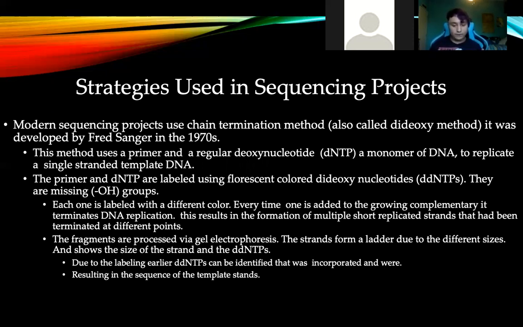The primer and the dNTP are labeled using fluorescent colored dideoxynucleotides, or ddNTPs, my apologies. They are missing hydroxyl groups, however. Each one is labeled with a different color. Every time one is added to the growing complementary strand, it terminates DNA replication there. This results in the formation of multiple short replicated strands that have been terminated at different points. The fragments are then processed using gel electrophoresis. The strands form a ladder due to the different sizes and show the size of the strand and the ddNTPs. Due to the labeling earlier, ddNTPs can be identified, and this results in the sequence of the template strand. Next slide, please.